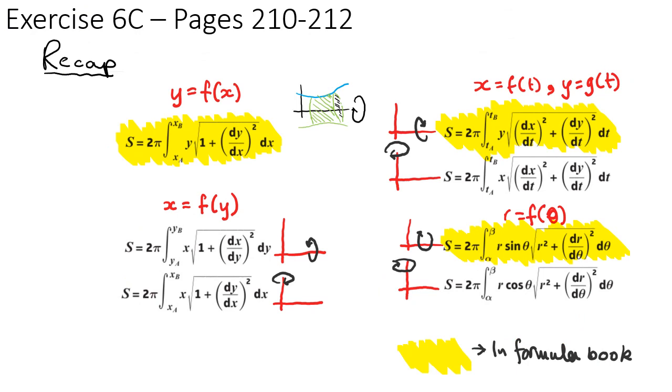Okay, so you should now be able to do exercise 6C on pages 210 to 212. So just a quick recap of what we've done with this surface area of revolution. Anything that's highlighted in yellow is in the formula book. The little diagrams here indicate whether the formula represents rotating around the x-axis or y-axis. The first set here are for Cartesian equations, so pick out the one that's most appropriate. The second set represent where we have parametric equations, so again pick the one that's most appropriate. And the last set here are for our polar equations.